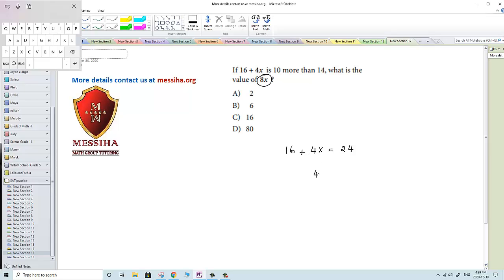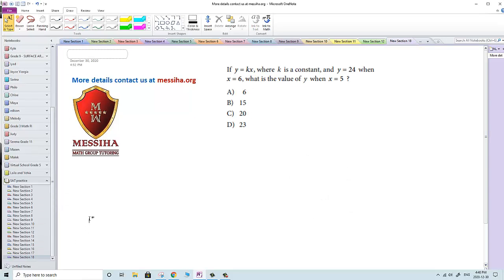To isolate x, I'm going to move the 16 to the other side. So it's going to be 24 minus 16, which means 4x equals 8. Now, if 4x equals 8, and the question is what is 8x, that means I multiply by 2. So I can multiply the other side by 2. So 8x equals 16. And here answer C is going to be the right answer.